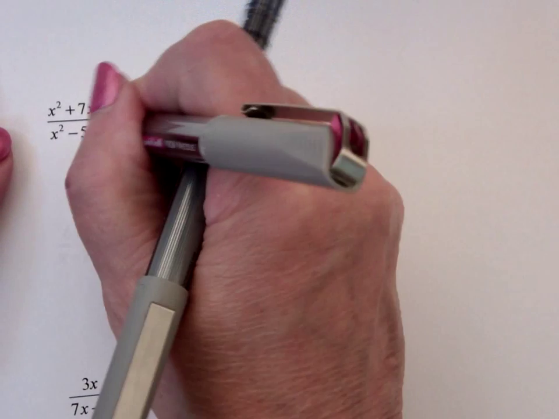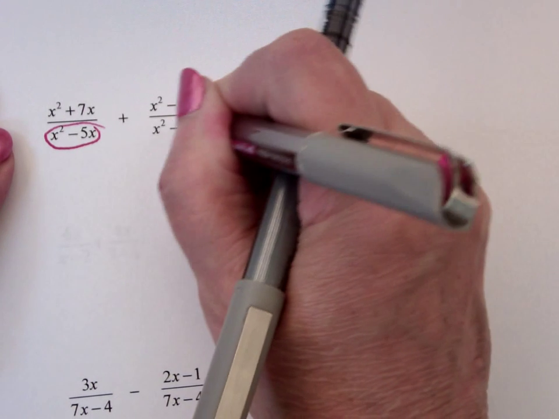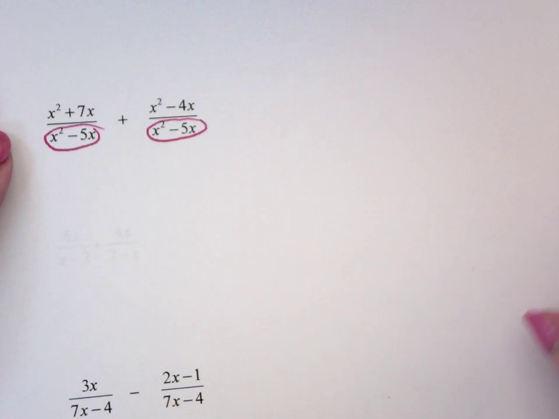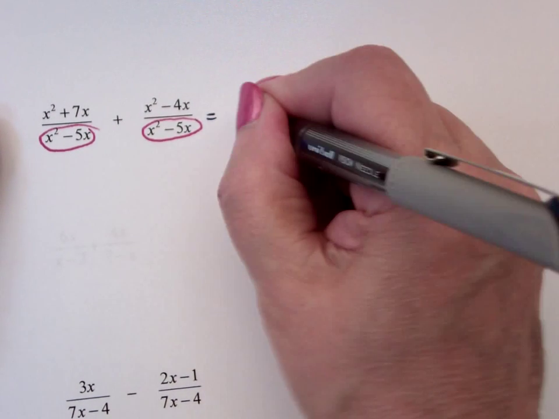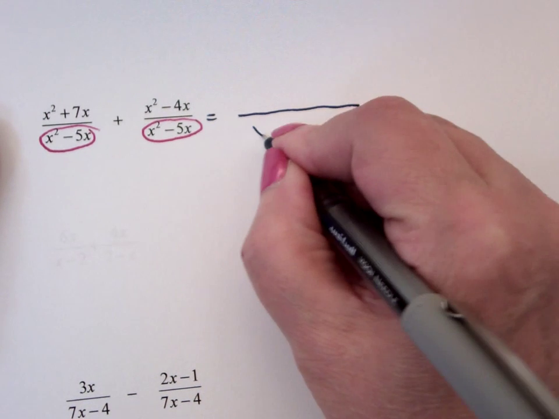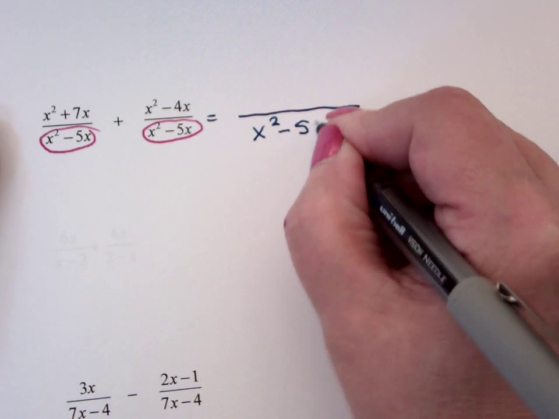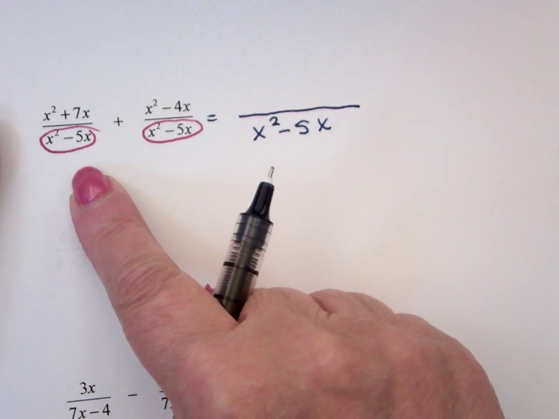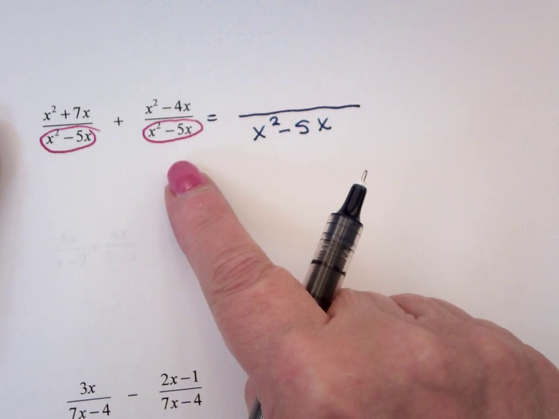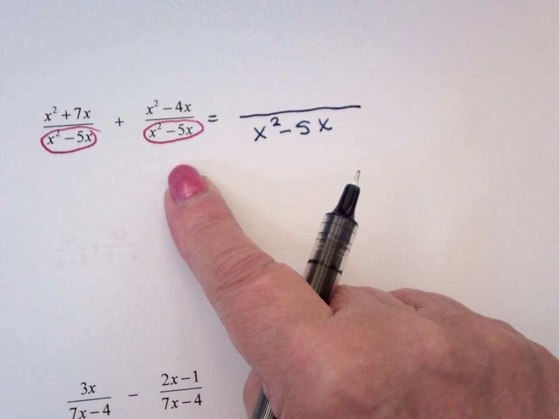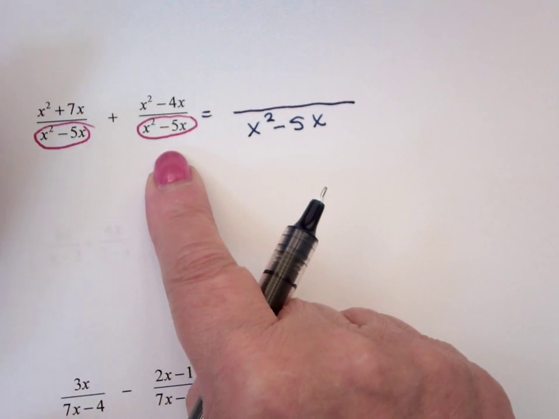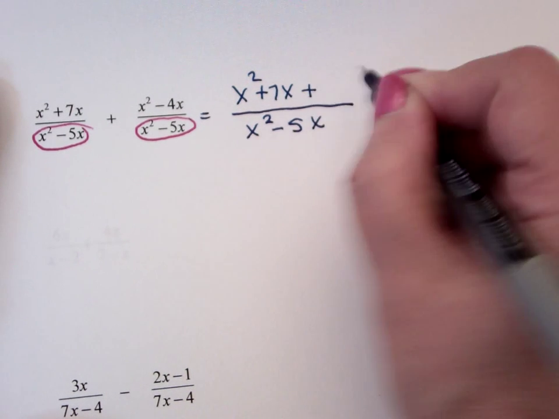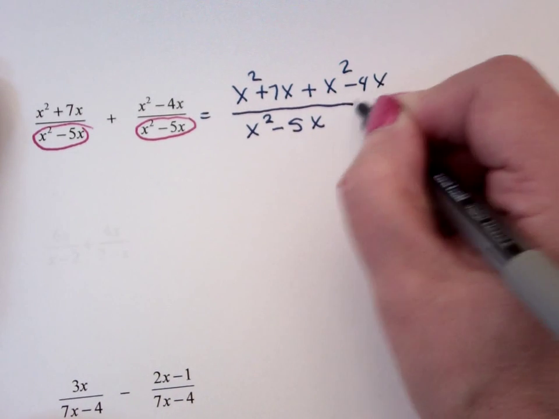Again, the first thing I do is I look at the two denominators. And what I've circled is the same. So I am counting circles. So over that denominator, because they are identical, I have x squared plus 7x circles plus x squared minus 4x circles. How many circles do I have? Because these are the same, I can count them. It is x squared plus 7x plus x squared minus 4x circles.